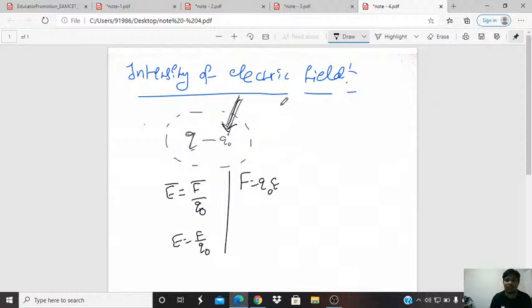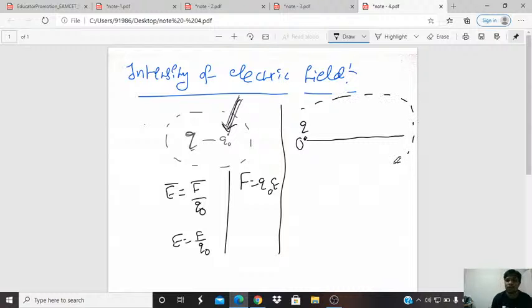So what about the equation here? See, let us consider a charge Q at a point O. Its influence can act up to some region. So in this region, let us consider a point P.